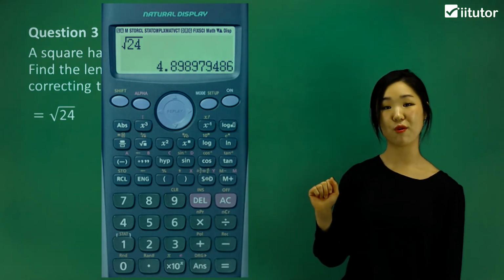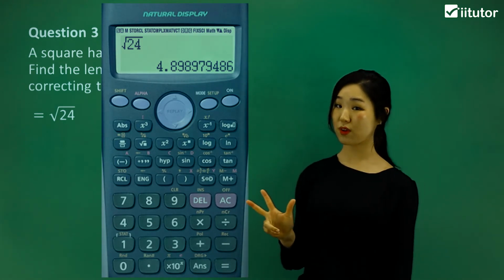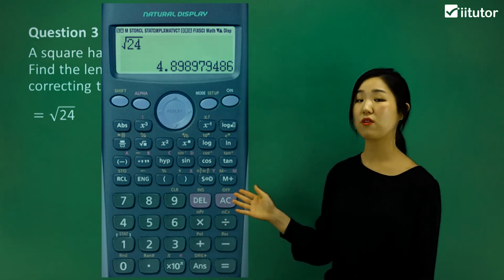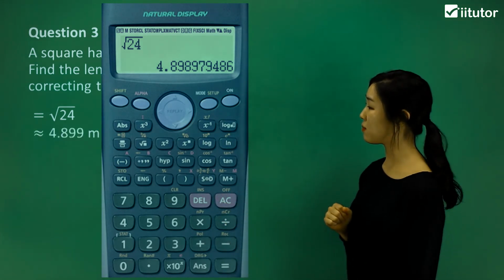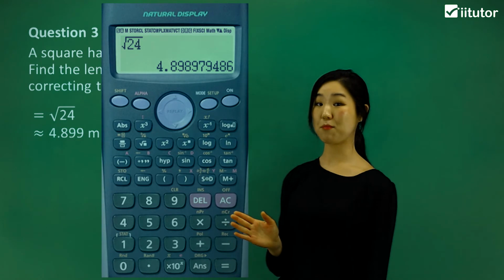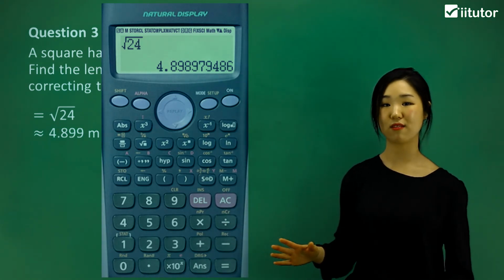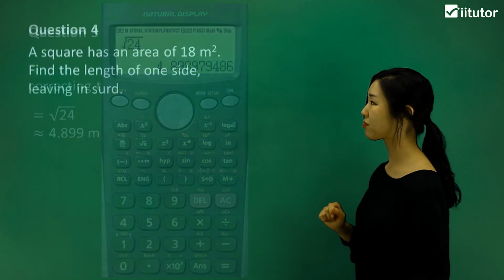Now you can see we want to round it to 3 decimal places, and you can see that the fourth one is bigger than 5, so we're going to round the previous one up by 1, so the answer simply becomes 4.899 meters. So that's the value of one side. Make sense, guys? That's it. So you just got to utilize your calculator.